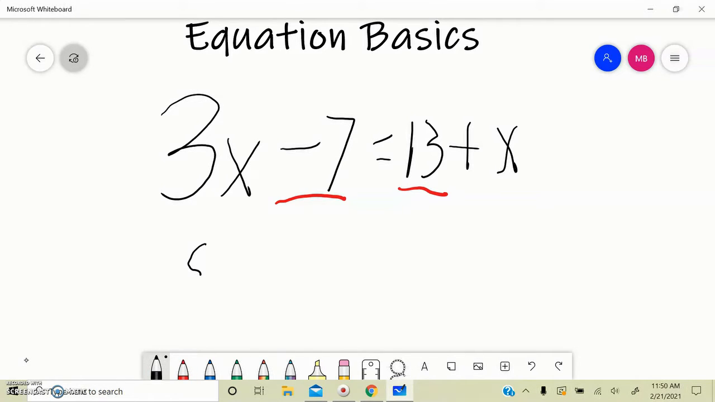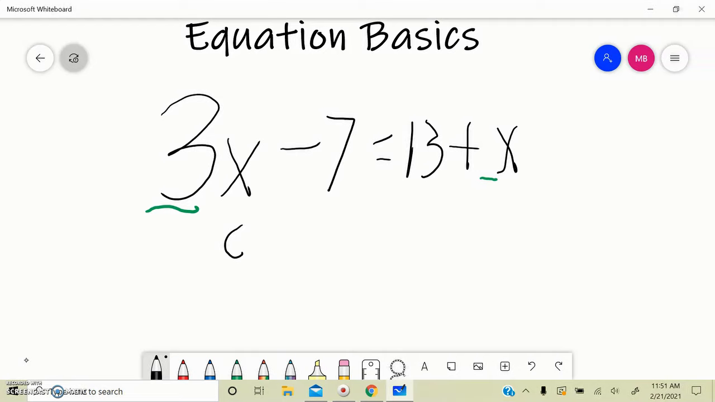These are going to be called constants. Now, constants, you know them because they are just the number. They are not attached to any letters in the equation. I'm going to underline these in green.